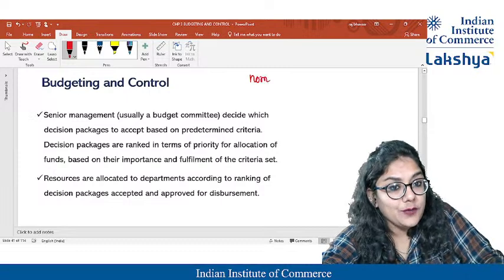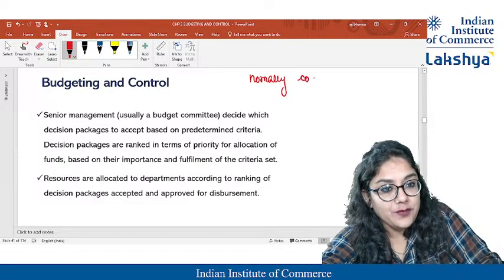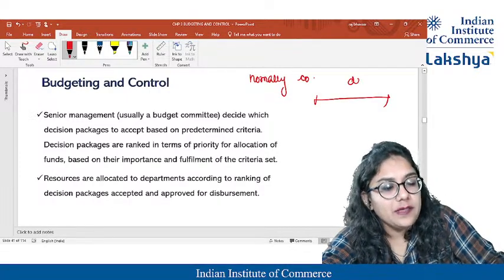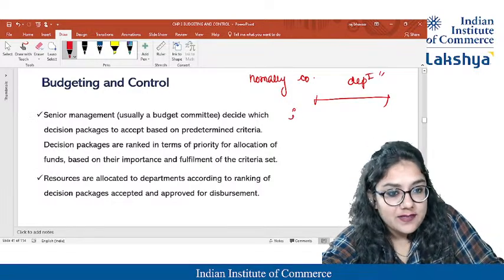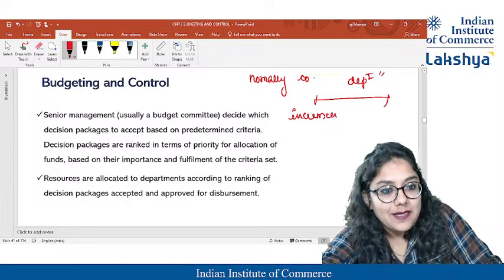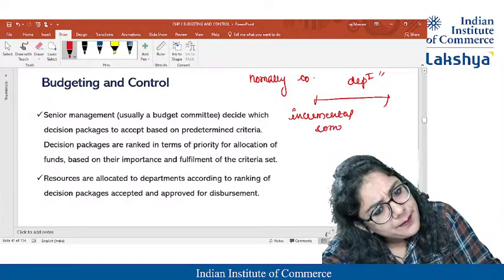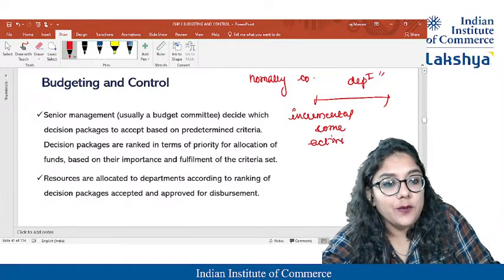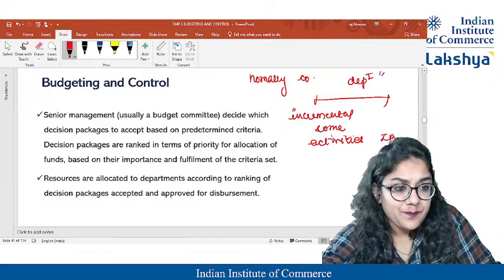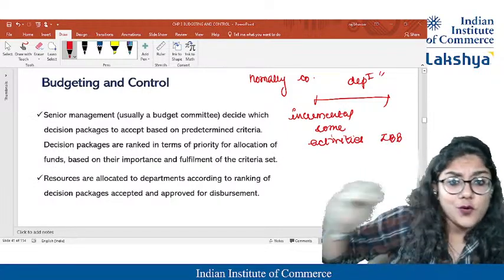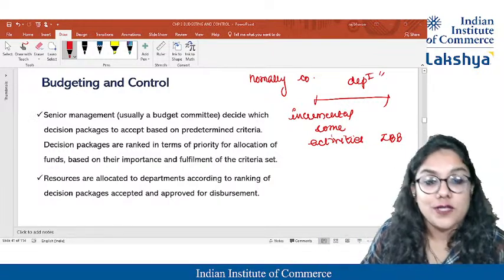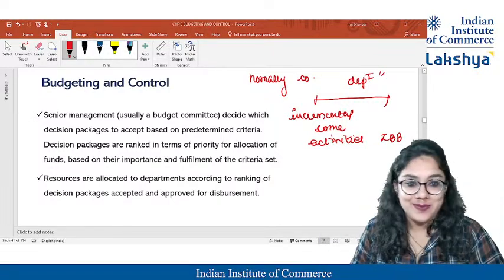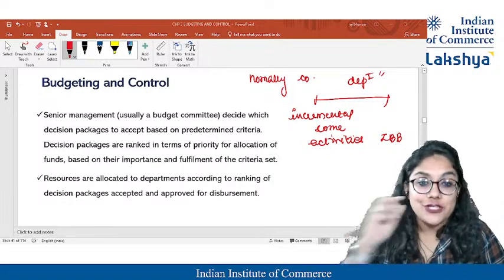And I'm telling you that normally in companies, see, these are all the departments. So normally what does the company do? For all the other activities, they will do incremental budgeting. And for some activities, they will choose ZBB. Means not for all activities, but for some activities or some departments. So that is known as partial ZBB, partial zero-based budgeting.